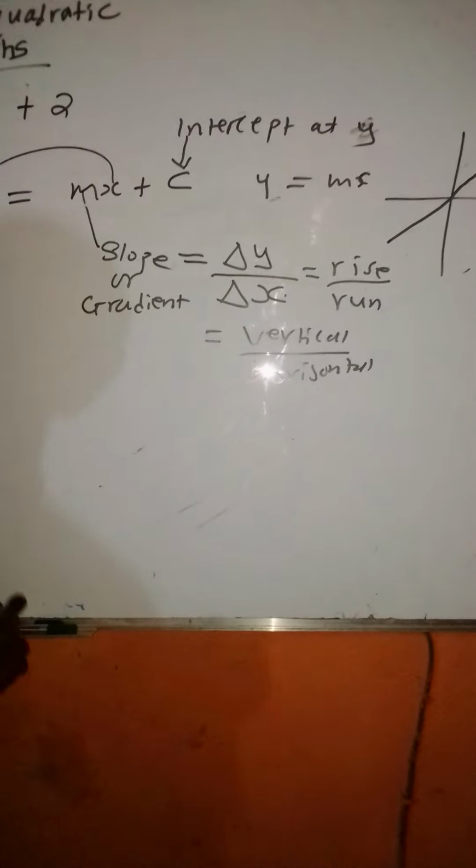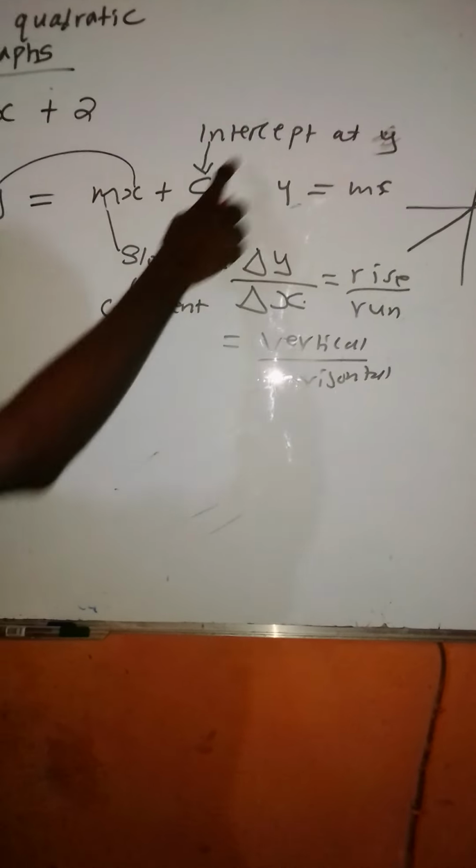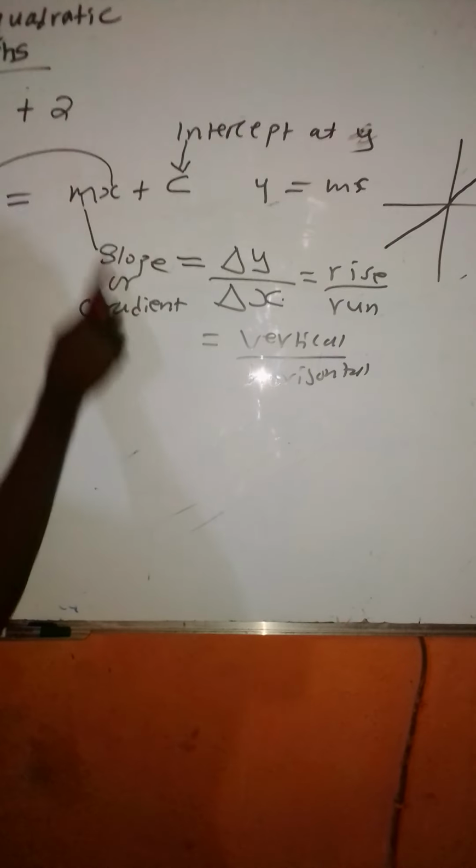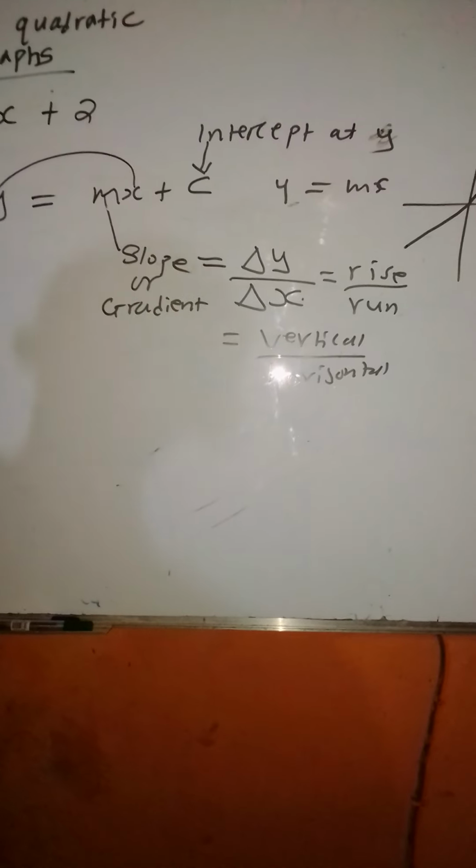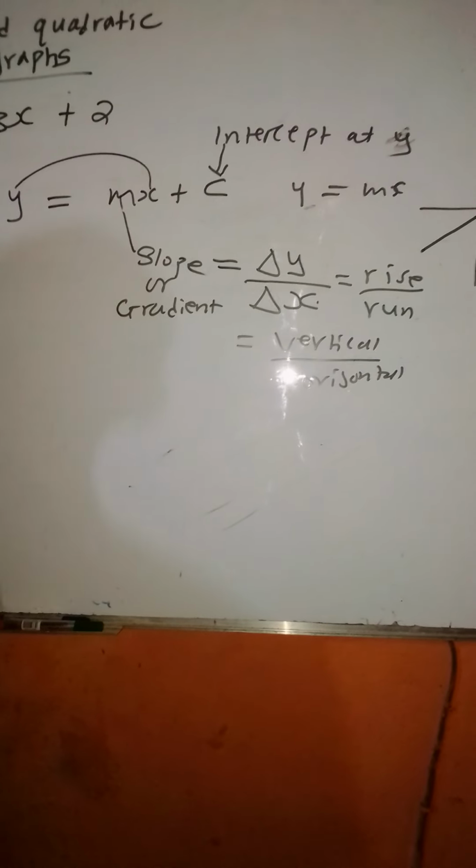And when it passes through the y-axis, that point it passes through is what we refer to as c. And this c is the intercept at the y-axis. So c is the intercept at y. The m is the slope or the gradient. The y and x represent the axes, y being the vertical and x being the horizontal.